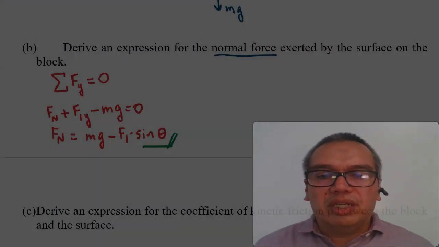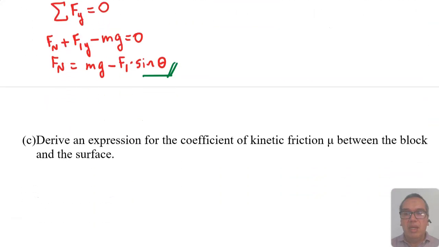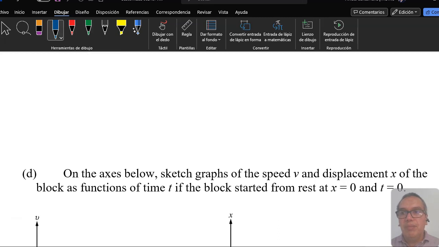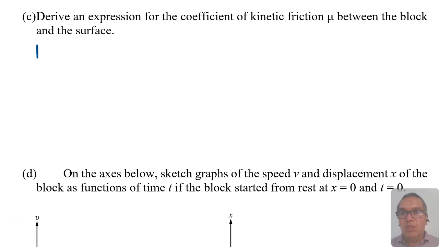Next, in part C, they want you to include the idea that the object has some acceleration in the x direction. So let's go there, see what we can get. Derive an expression for the coefficient of kinetic friction, mu, between the block and the surface. Well, we already know that the normal force is equal to mg minus F1 sine of theta.